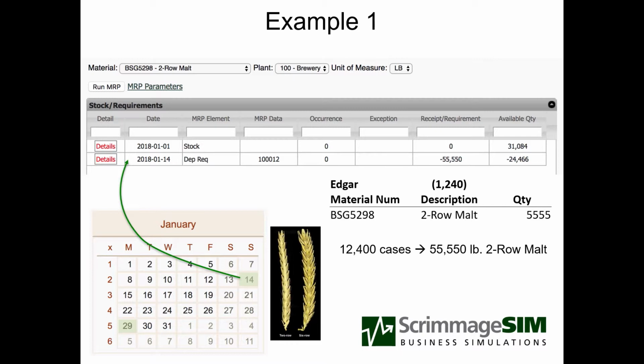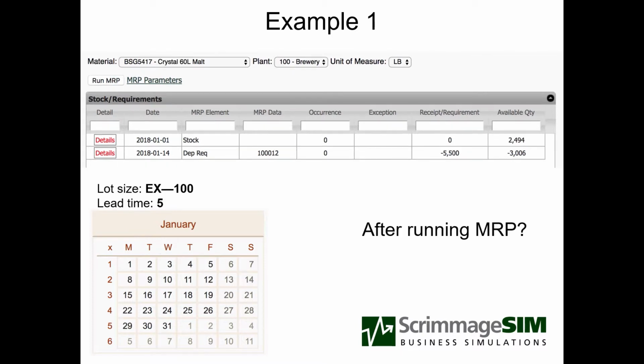This is demand directly from the production of Edgar Ale, but we also have to add in the demand for 2-row malt that's created by the specialty malt that we are going to roast. If we return to the Crystal 60L malt, we have a dependent requirement and a negative inventory level. We need to run MRP for this material to create a production order for the roaster to roast the crystal malt. This will also create a dependent demand for 2-row malt.